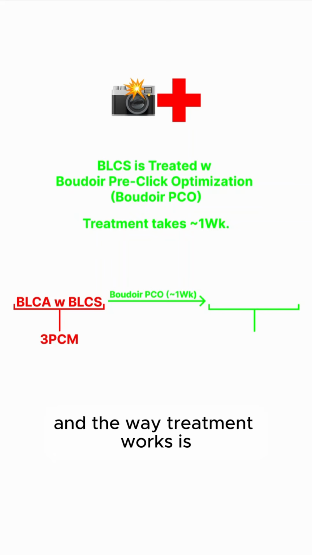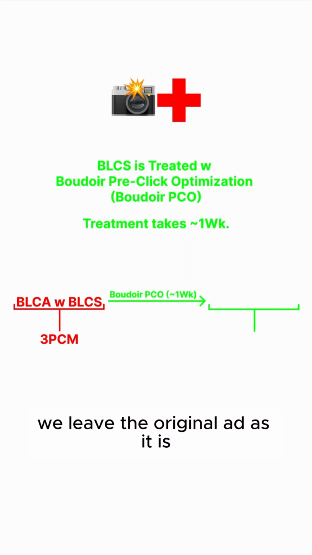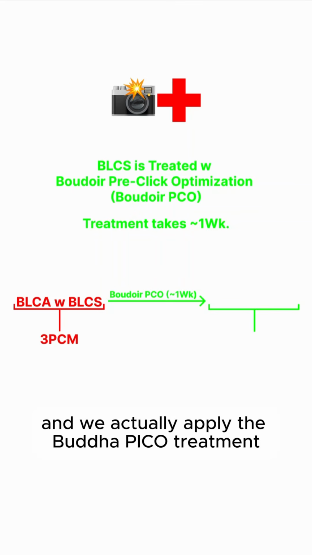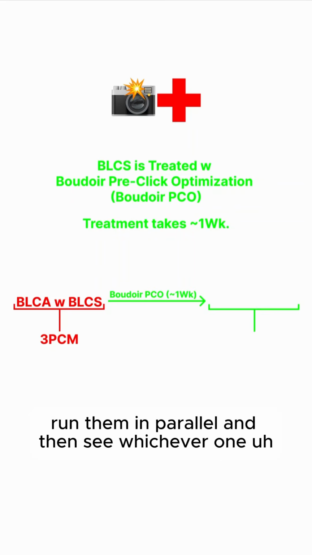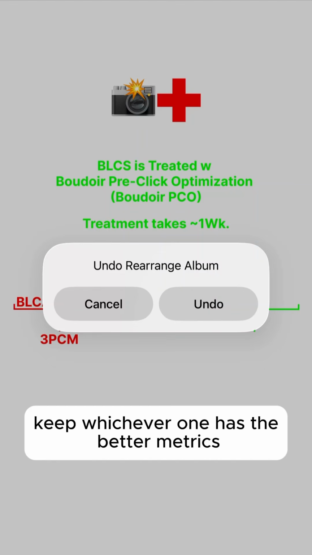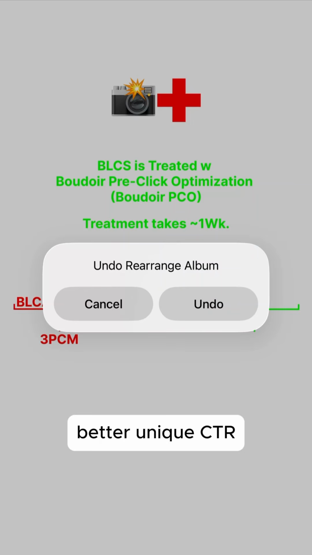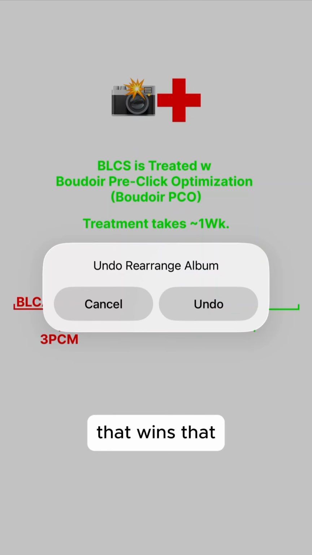And the way treatment works is we duplicate the original ad that has BLCS. We leave the original ad as it is, and we apply the Boudoir PICO treatment to the duplicated ad, run them in parallel, and then keep whichever one has the better metrics, the better unique CTR. And it's always been the Boudoir PICO treated ad that wins that.